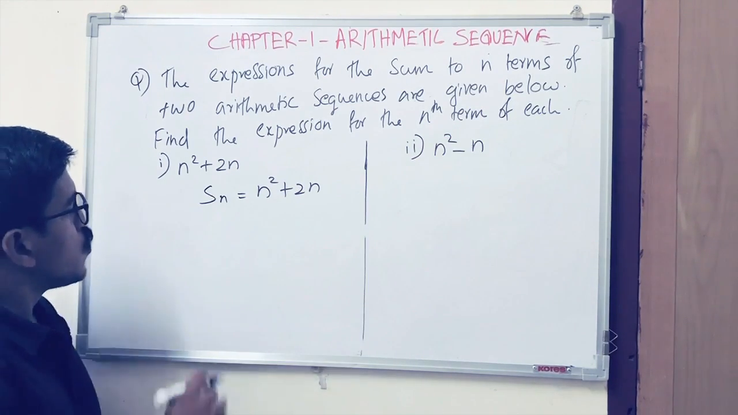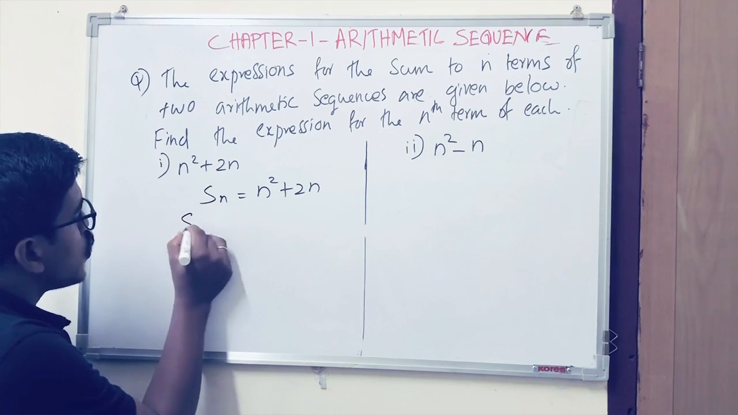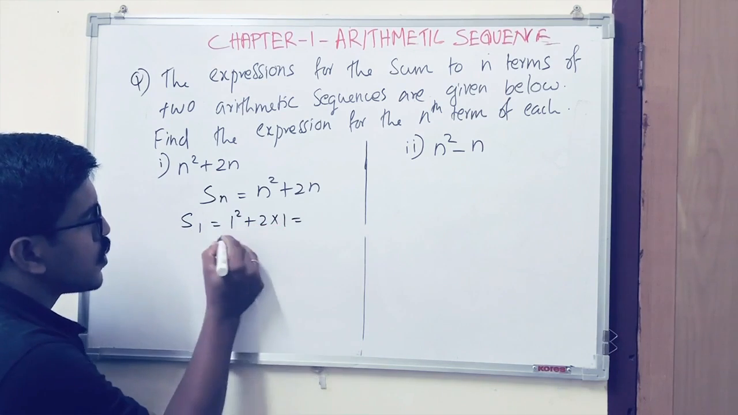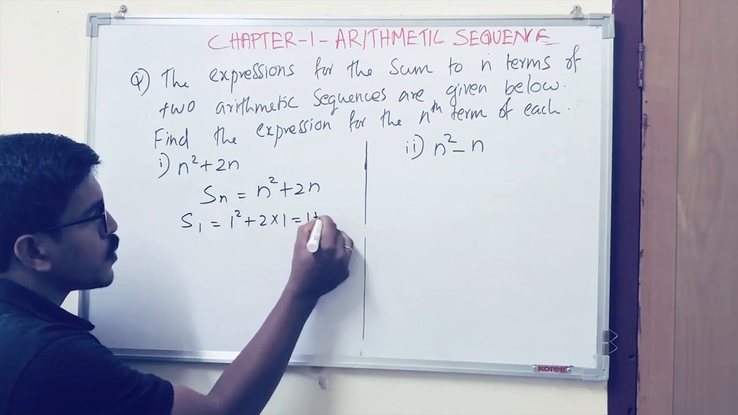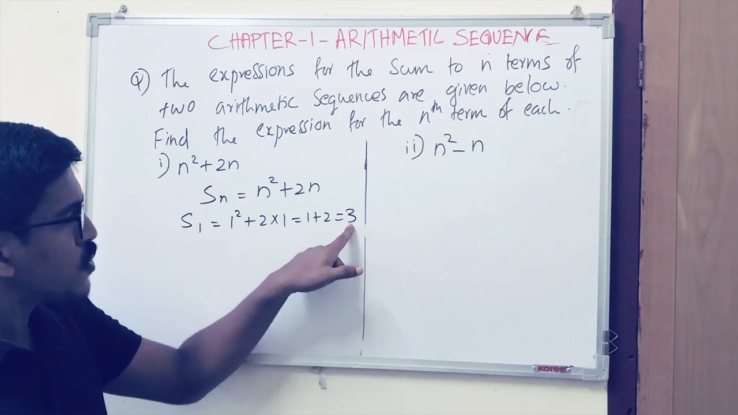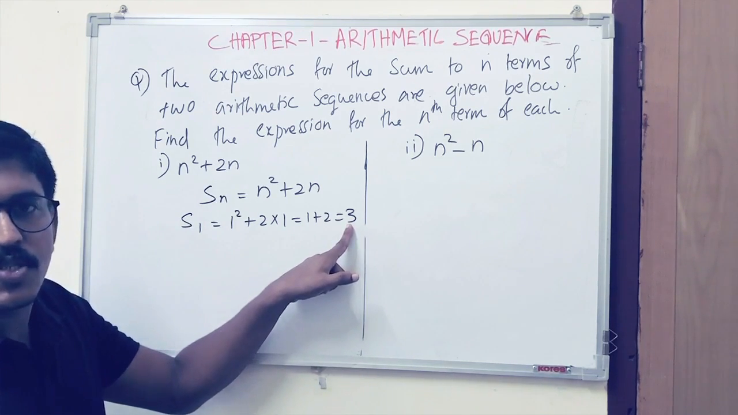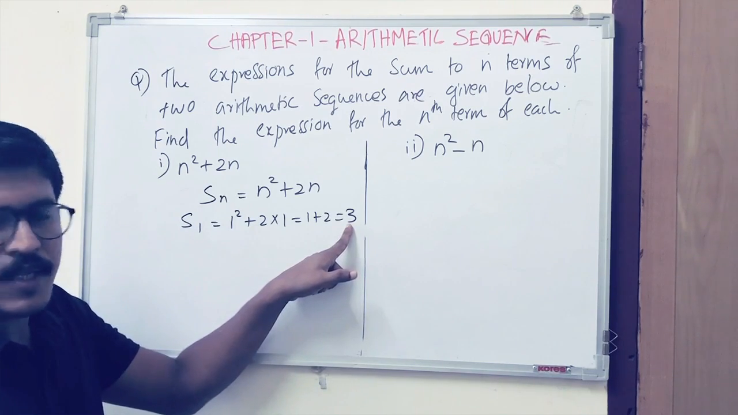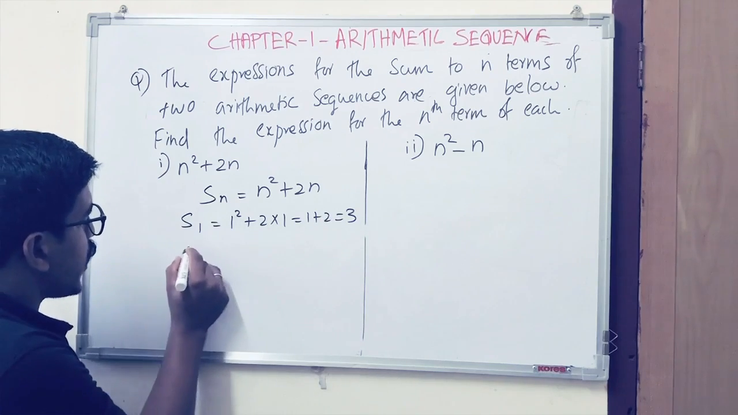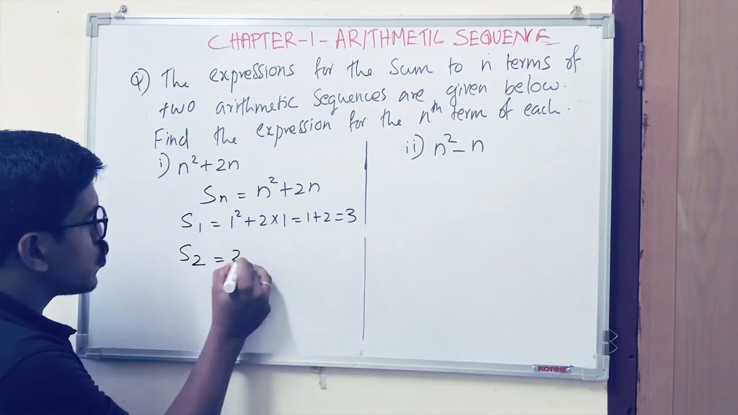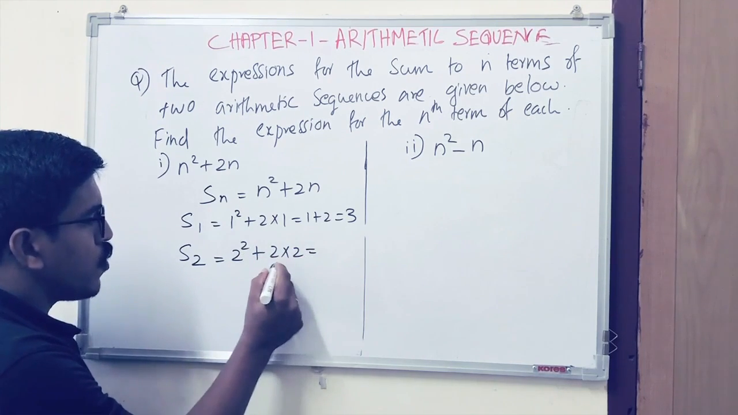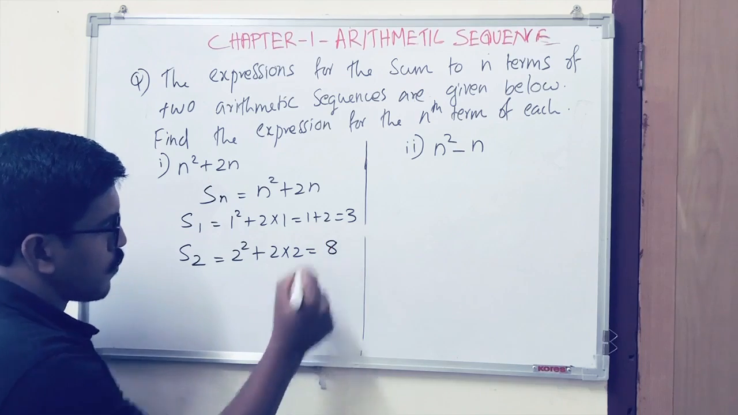Okay, so if I put n equal to 1, then 1 square plus 2 into 1, that is 1 plus 2, 3 will come. So the first number is 3 because there is no other number to add, right? So the first number is 3 itself. If I take n equal to 2, then 2 square plus 2 into 2, that is 4 plus 4, 8 will come.